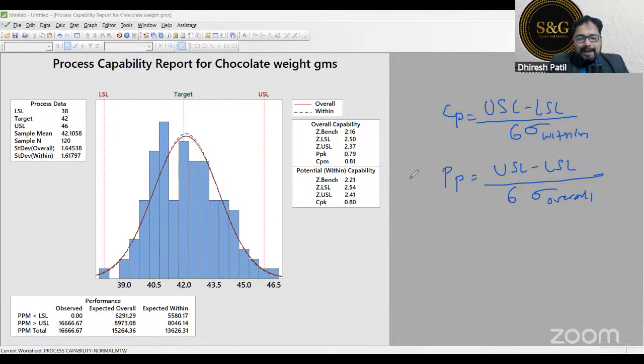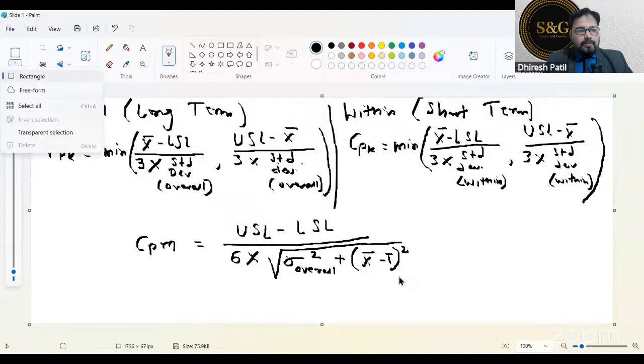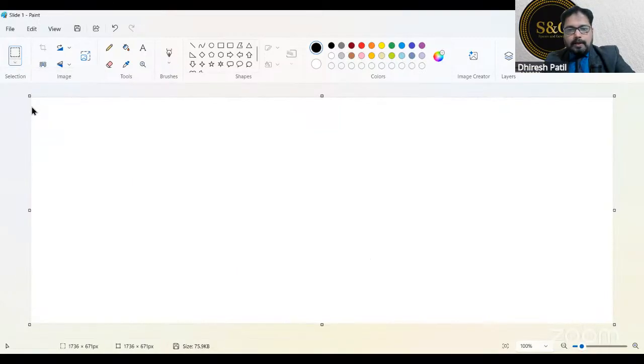Okay, now what is PPM? So first write down the formulae. So let me just save this and remove this. I hope you have taken the screenshot of this. Okay. Yeah, now let's first write down the formula for PPM. And then we'll calculate it. Okay.